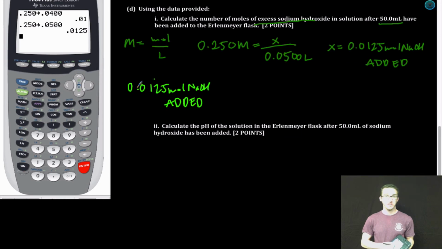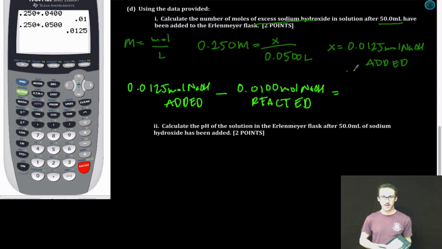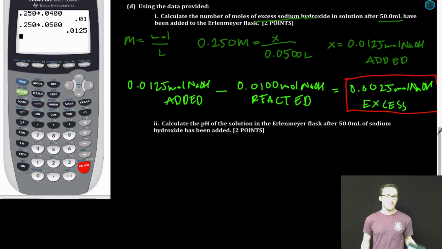0.0100 moles. So, if I added 0.0125 moles of sodium hydroxide after dumping in 50 milliliters and 0.0100 moles of sodium hydroxide reacted with the acetic acid, that means, I don't even need a calculator here, 0.0025 moles of sodium hydroxide are in excess. Boom. That brings us finally to subpart II.